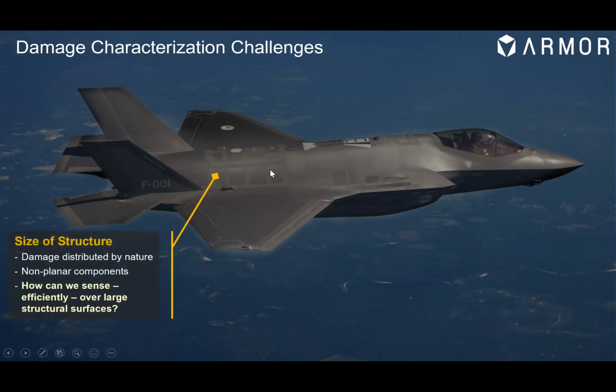Now, if we think about how to detect damage in these particular aerospace structures, there are also numerous challenges at the structural scale. First, we know that these structures are generally very large, and damage can be distributed in any location within these structures. And they can be part of even non-planar components. So the first question that we want to answer is, how can we sense efficiently over large structural surfaces, and not necessarily just on the surface itself, but also within the structure too?